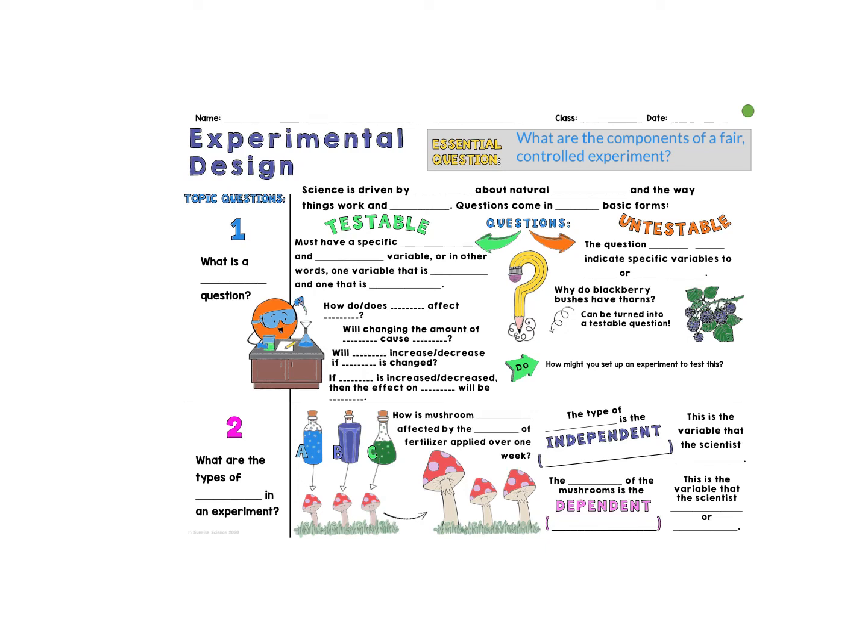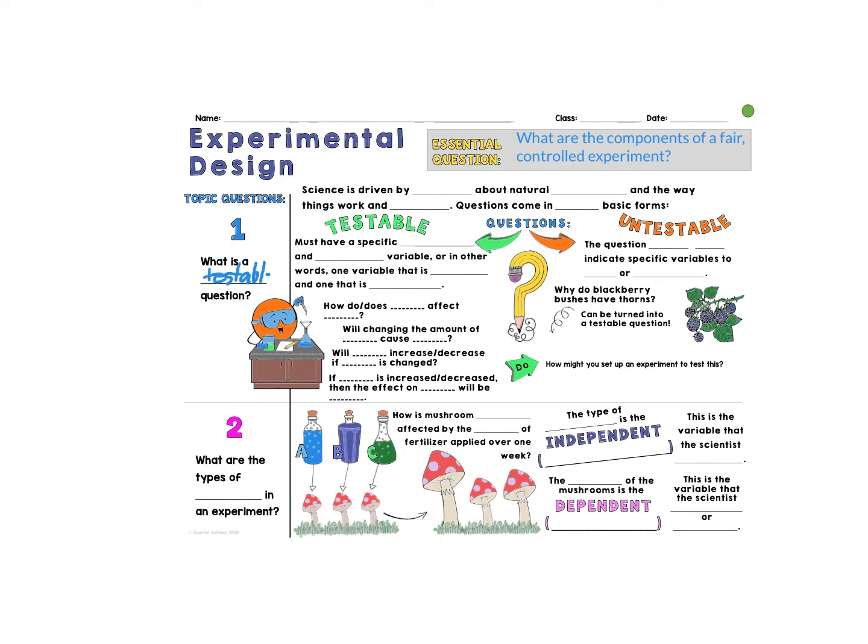Today we are going to learn about experimental design. Our goal is to find out what the components of a fair controlled experiment are. To do this, we will look at multiple topics. The first topic is, what is a testable question?